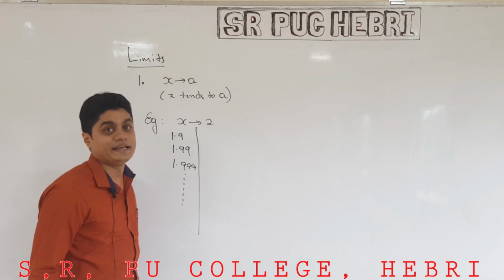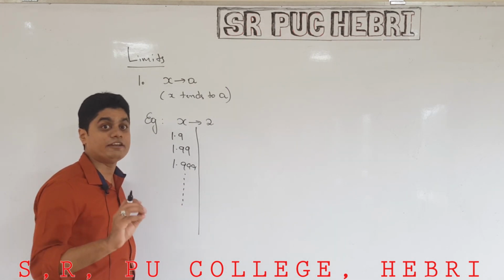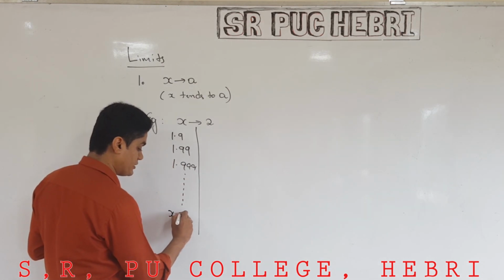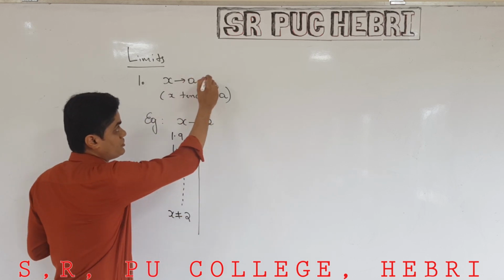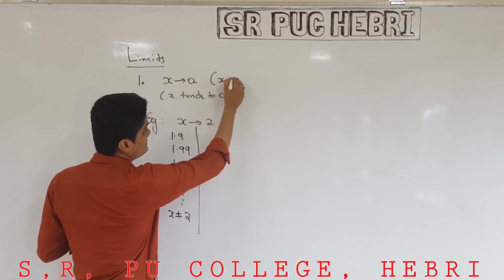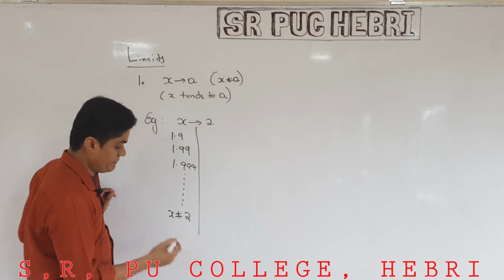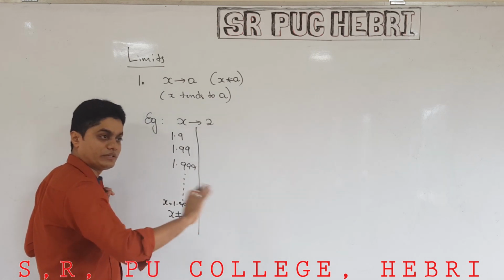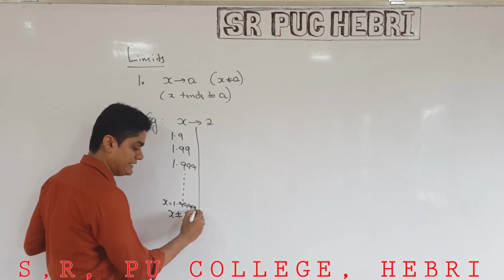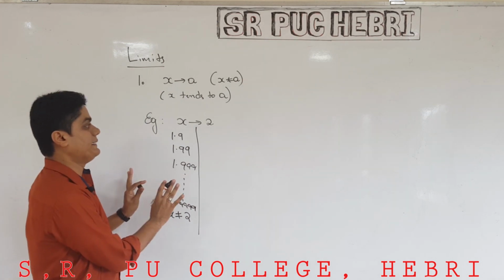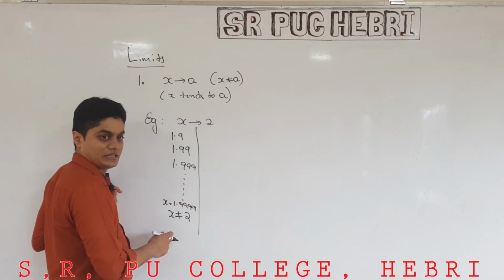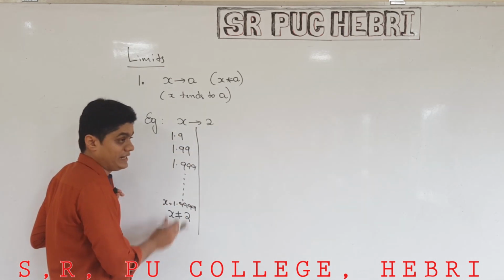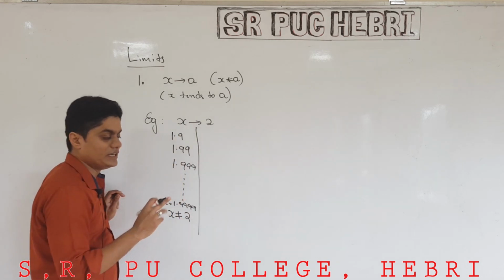How many values will it take? Infinitely many values. But remember, at any position, it is never equal to 2. If x tends to a, definitely x is not equal to a. Maybe 1.999, 100 nines or 1000 nines, whatever it may be, it will never be equal to 2. So it approaches 2 like this. All these sets of values are very close to 2. Remember that these are all called the neighborhood of 2.